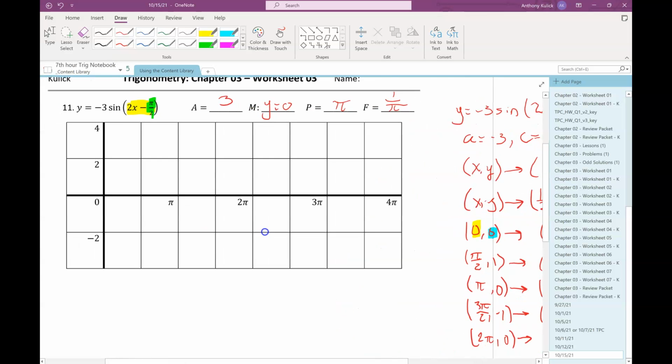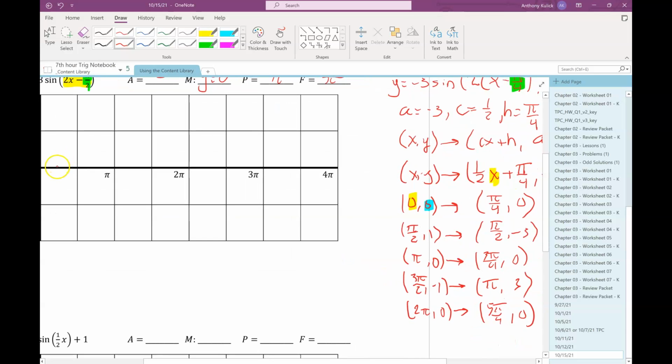Okay, so now I'm going to plot my points. If this is 0 and this is pi, that spot must be a half a pi. So that's 1/4, 2/4, 3/4, 4/4, 5/4, etc. So I'm just going to plot my points based on that. So I have 1/4 0, a half negative 3, 3/4 0, pi positive 3, and then 5/4 0.